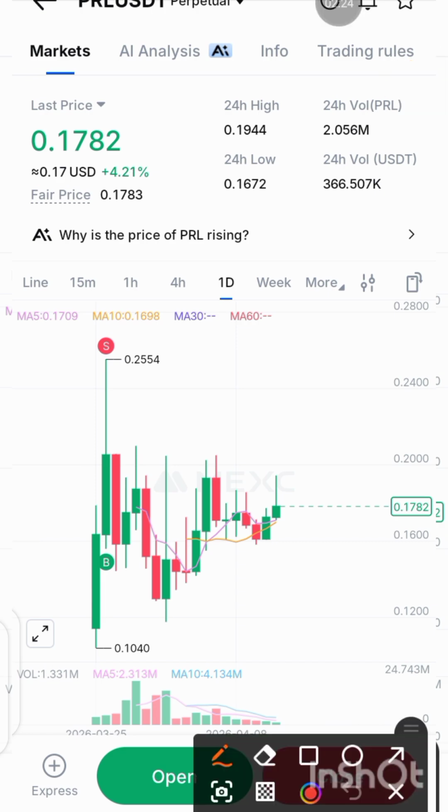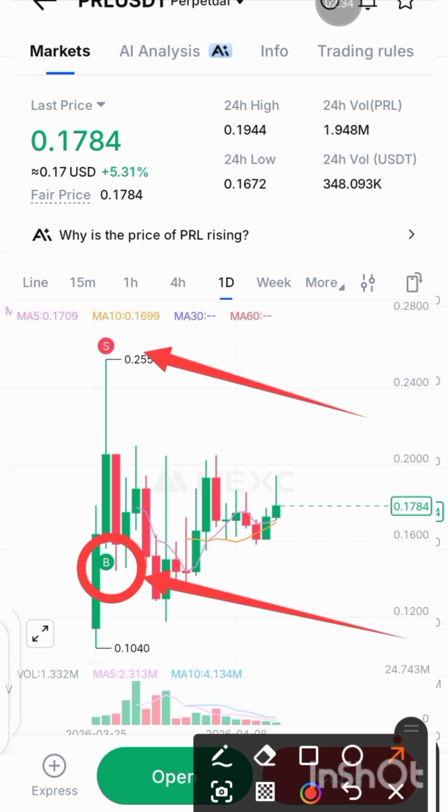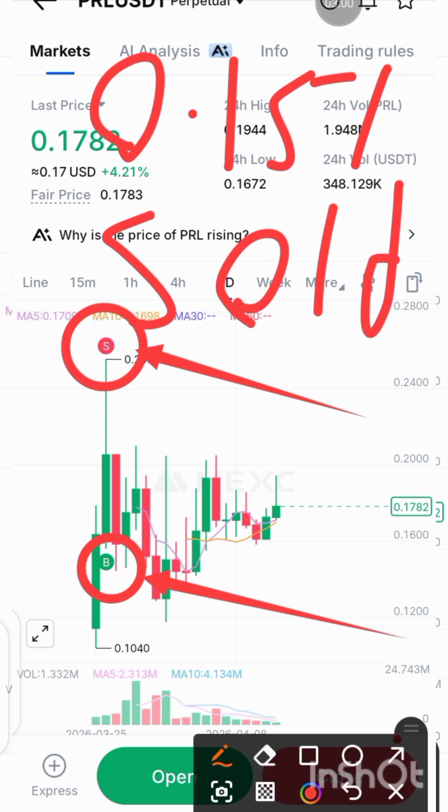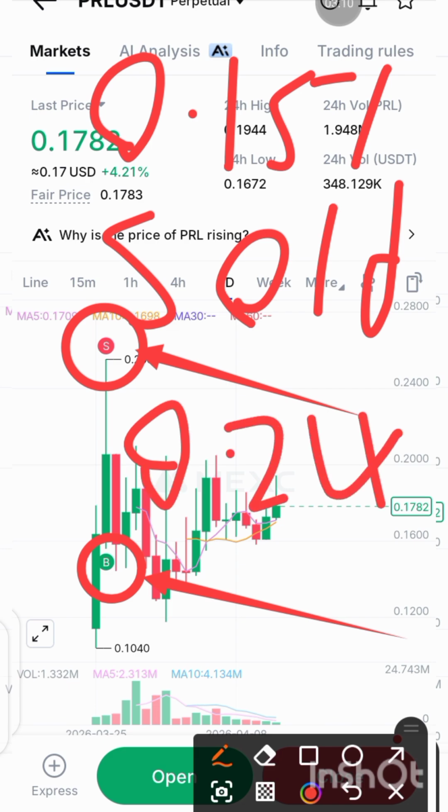As a case study here, you can see over here I longed the market from here, and this particular place is where I exited the market. I bought this particular coin at the rate of 0.15 cent. Look at where I sold: over here at the rate of 0.24 cent. You can imagine how much profit we actually made.